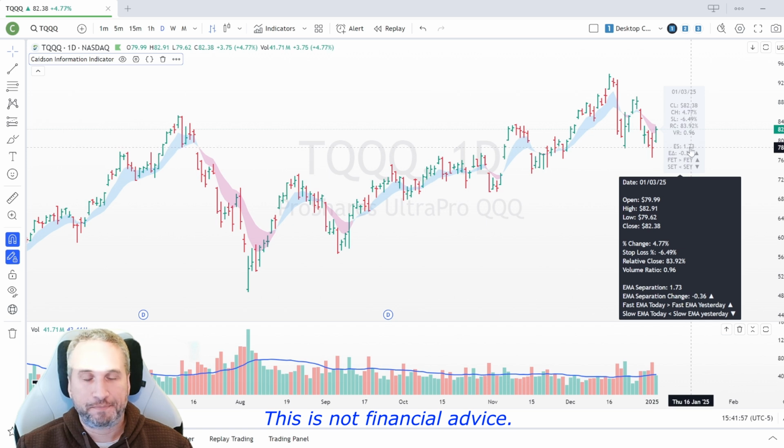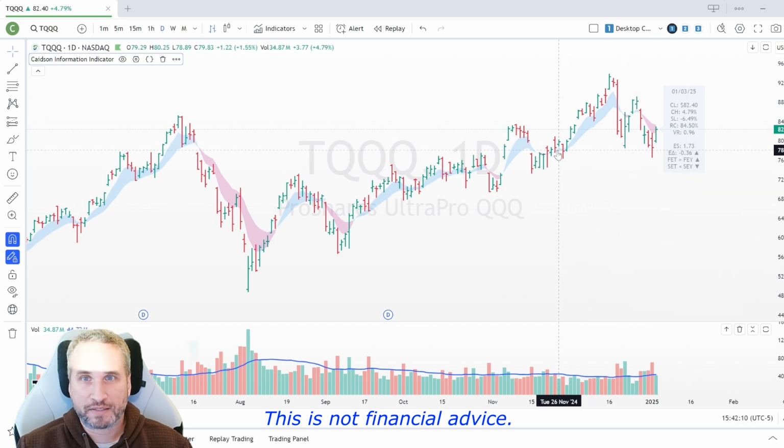The number itself doesn't provide a whole lot of value, aside from what I like to think: the bigger the separation, the stronger the EMA trend is, right? If you only have this little tiny painted area, then that's not a strong EMA trend. But if you have something like this, where it's separated a lot, then that's a stronger trend in my opinion.